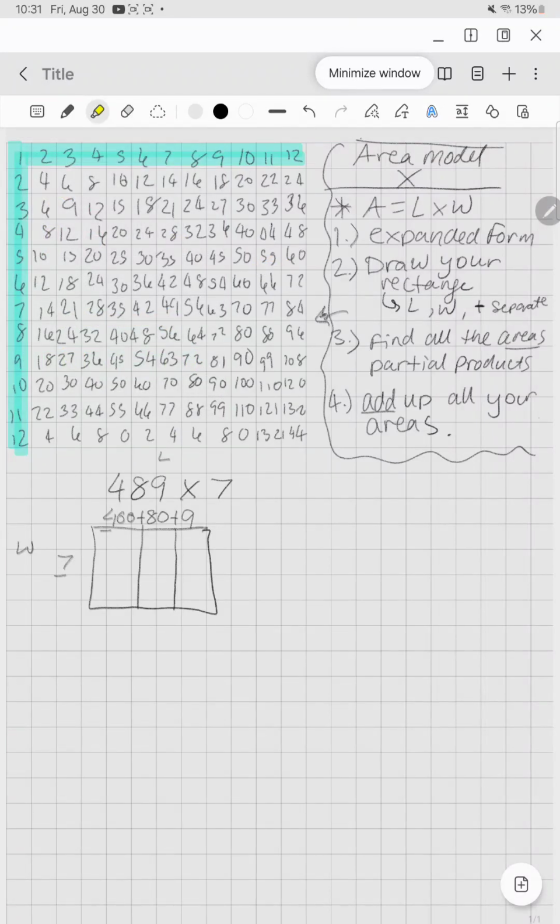I would say 4 times 7. So I would go to 7 and 4 and see where they both meet. And they both meet at 28. So I know my answer to 7 times 4 is 28. And I stick my 2 zeros at the end.